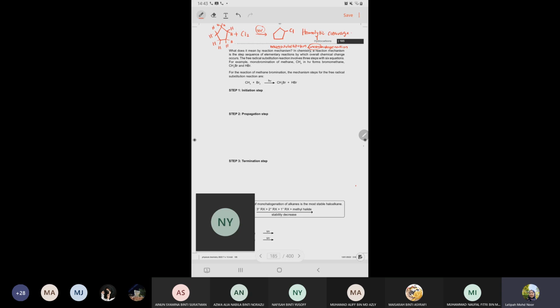So we need to break the bond between Cl and Cl. In Cl2, we break the bond between Cl and Cl homolytically, using the UV, or the energy or light, and this bond will break homolytically or symmetrically to produce free radicals. So the arrow that we use here is the fish hook arrow.